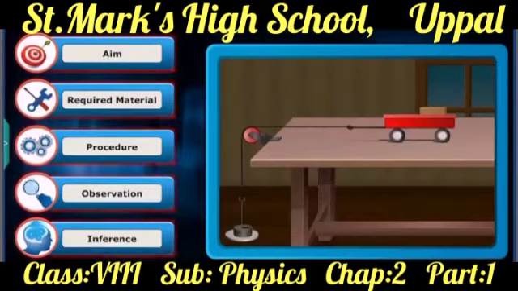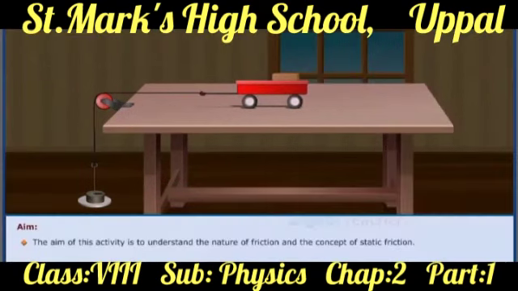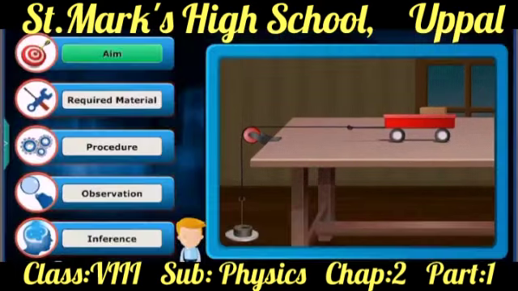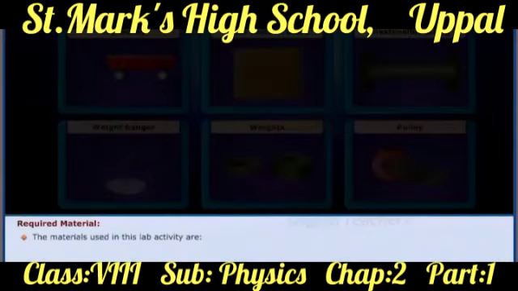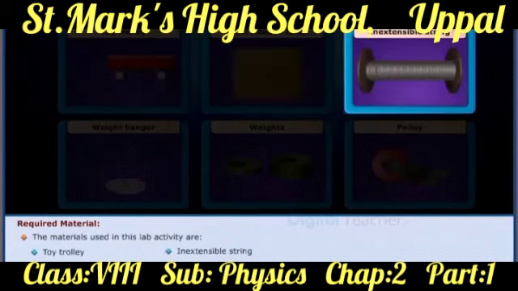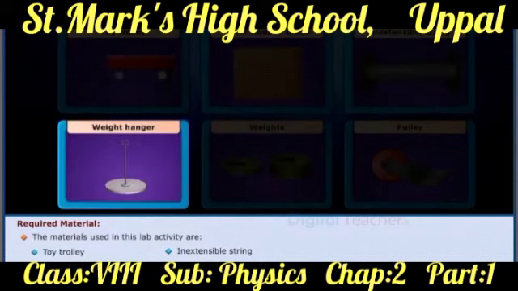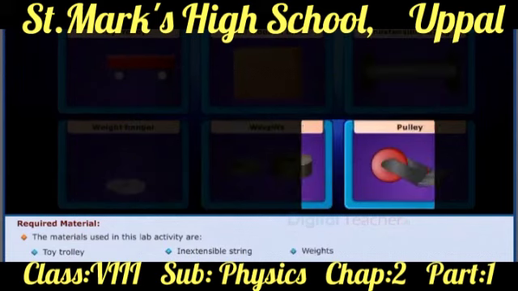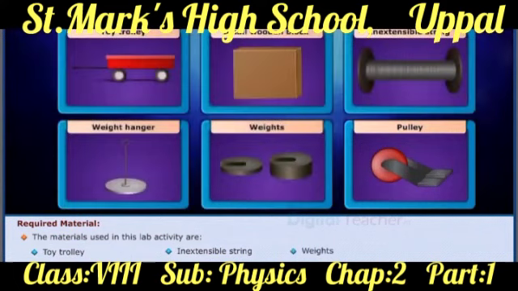Let us do a lab activity to understand the nature of friction and the concept of static friction. Click each tab to know more. The aim of this activity is to understand the nature of friction and the concept of static friction. The materials used in this lab activity are toy trolley, small wooden block, inextensible string, weight hanger, weights, pulley.